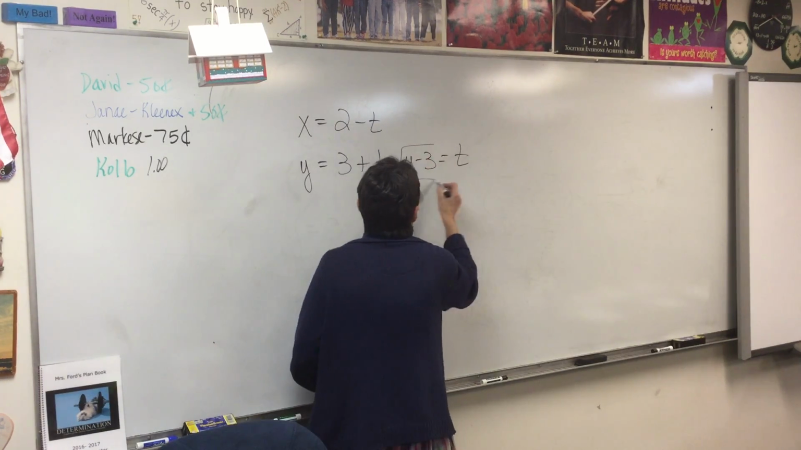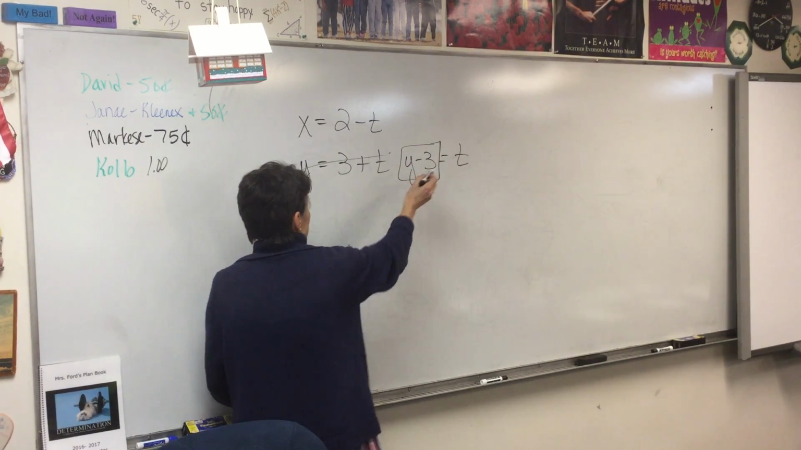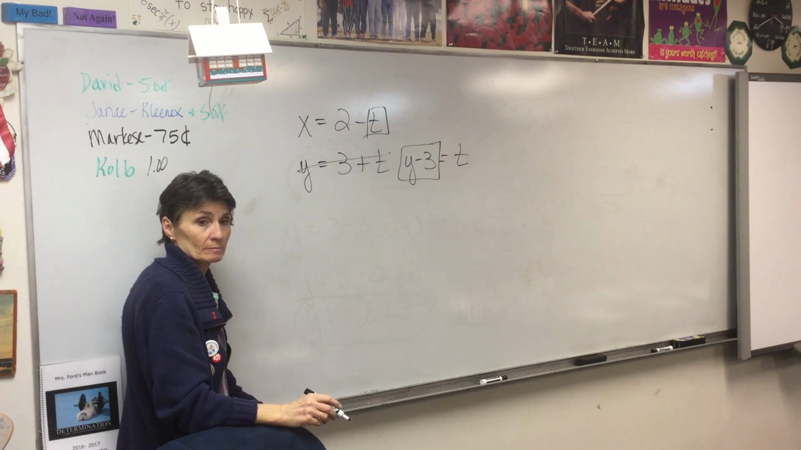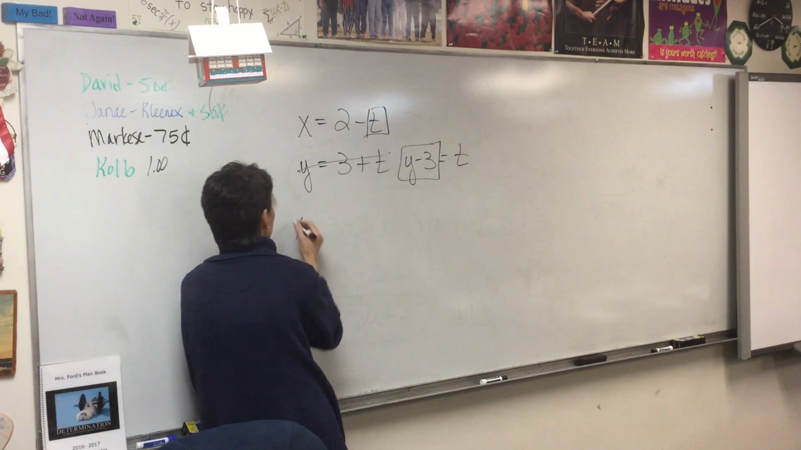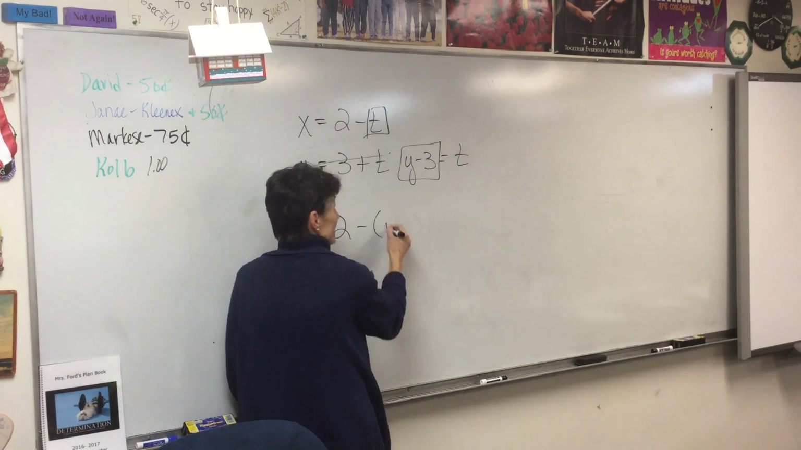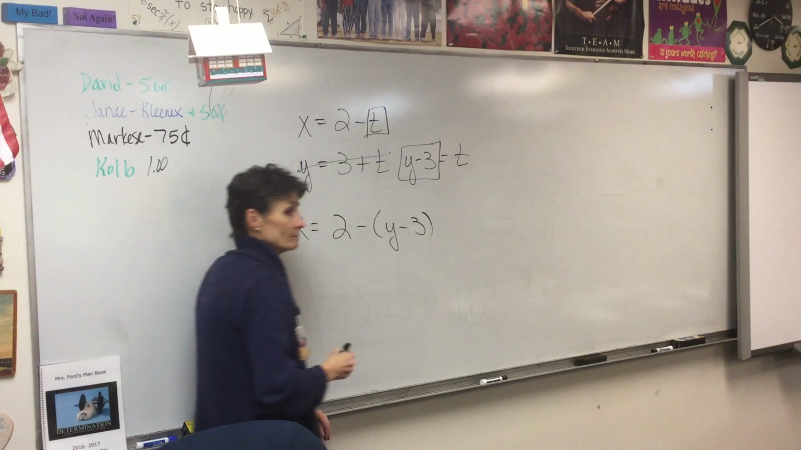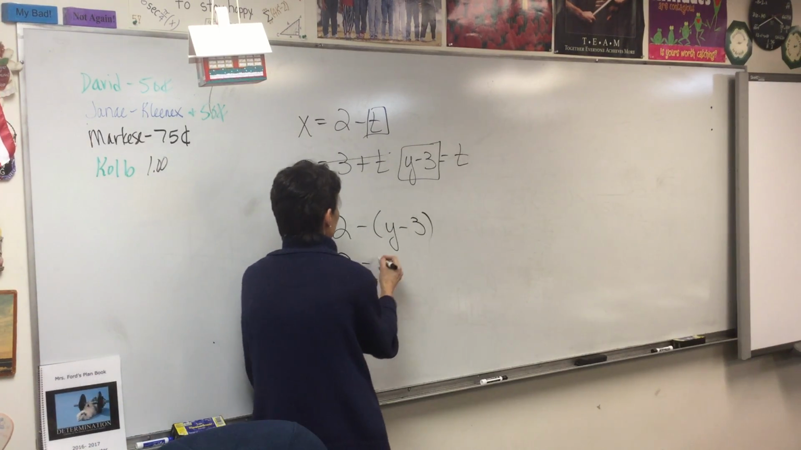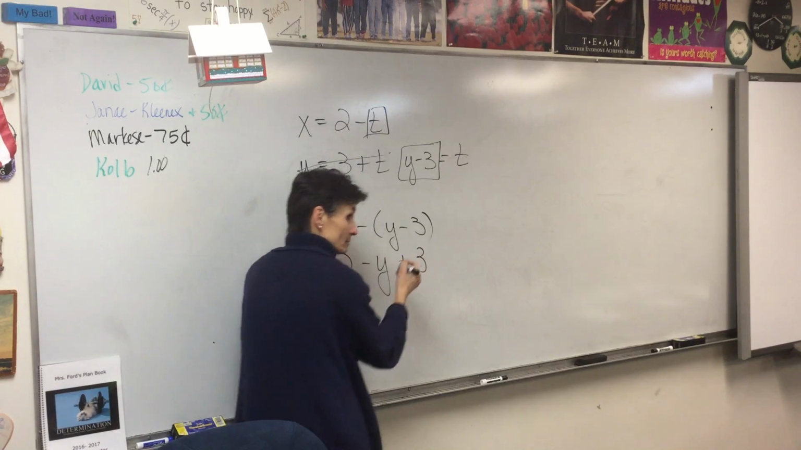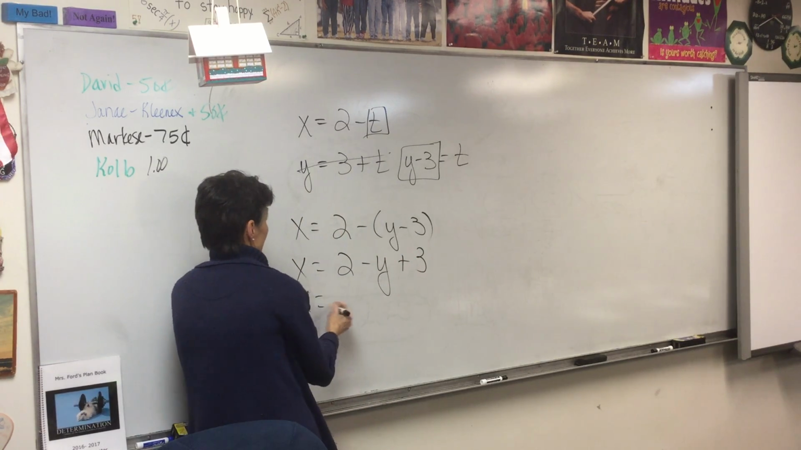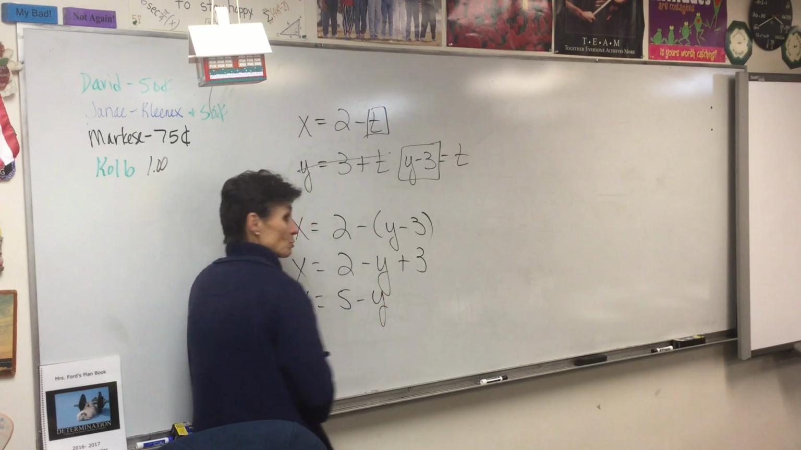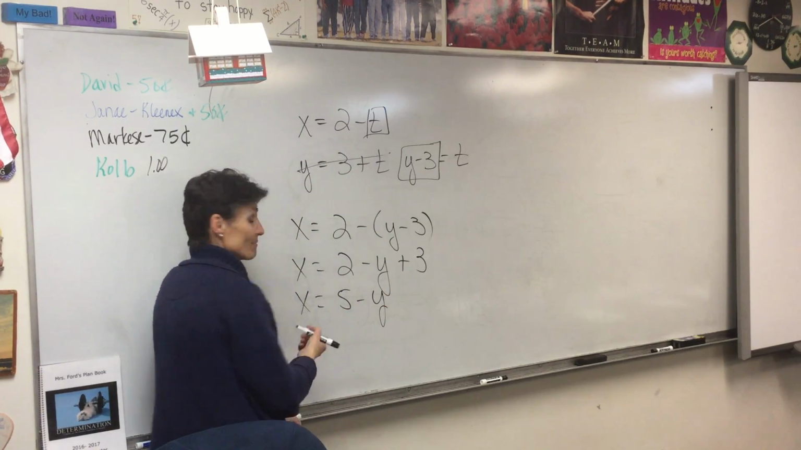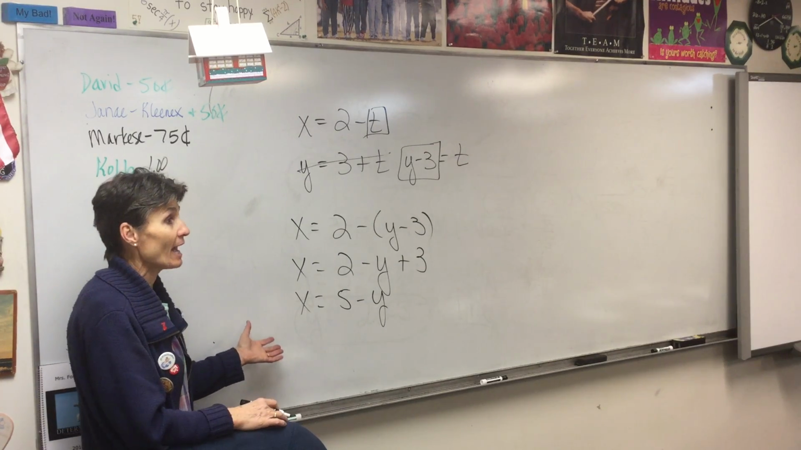Now, I'm going to take this t value and I'm going to put it right here. So x equals 2 minus y minus 3. So x equals 2 minus y plus 3. x equals 5 minus y. And actually, that's good enough. You can leave it like that.